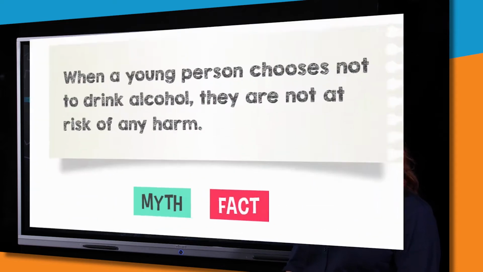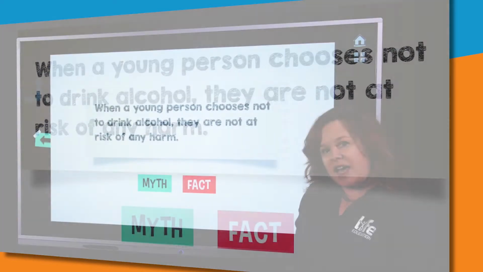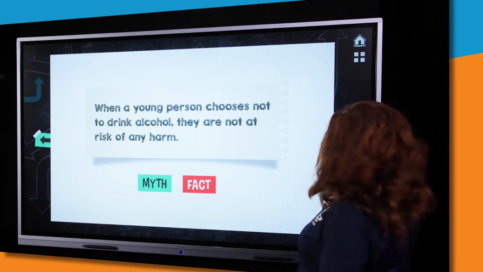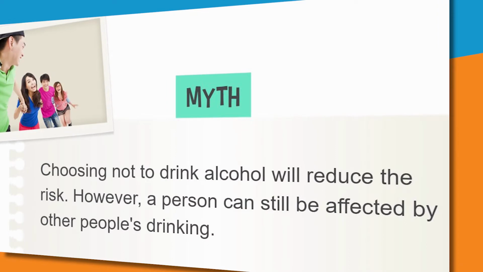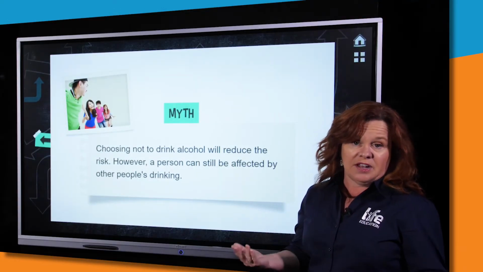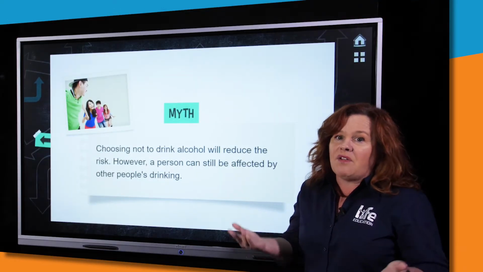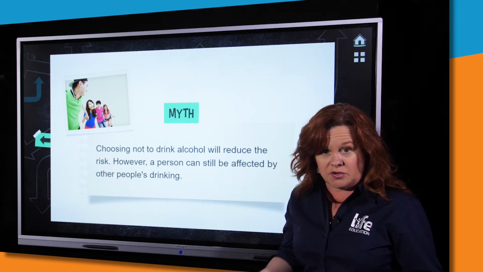When a young person chooses not to drink alcohol, they are not at any risk of harm. Well, it's kind of true, but it's also a bit of a myth. Of course, for a young person not to drink alcohol, that is the best choice for their body and their developing brain. However, if they're around other people who have been drinking, they might be at risk from that other person's choices.